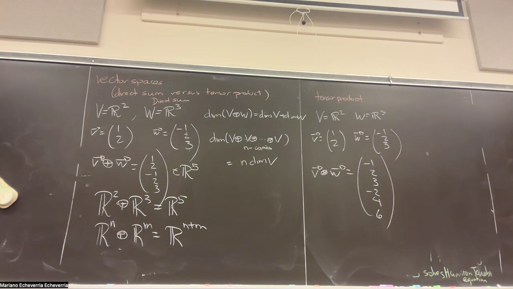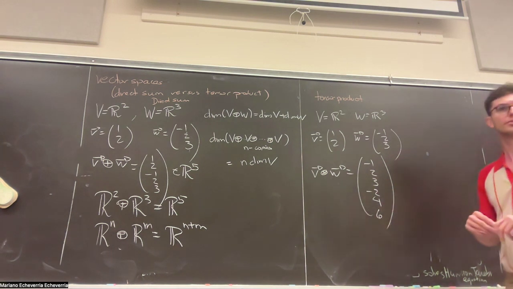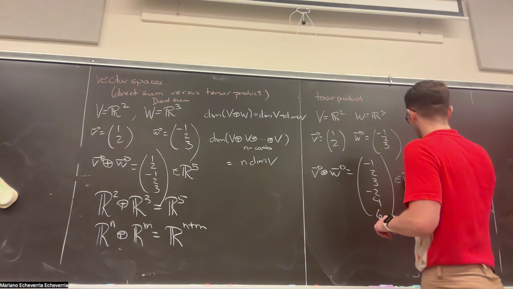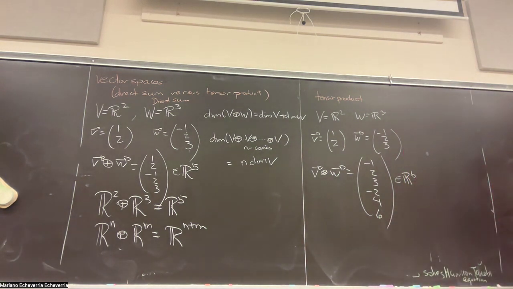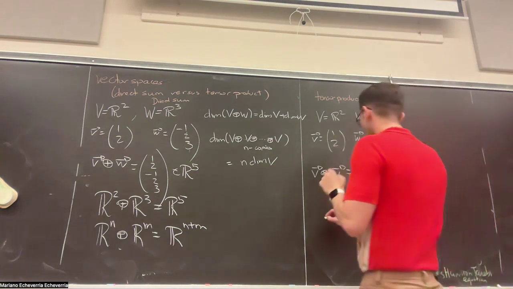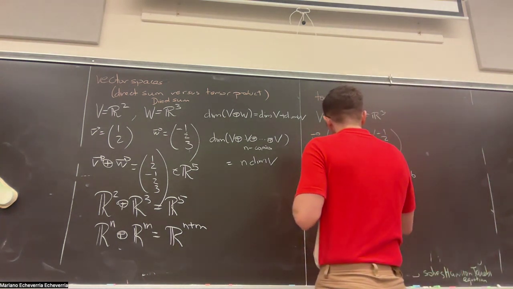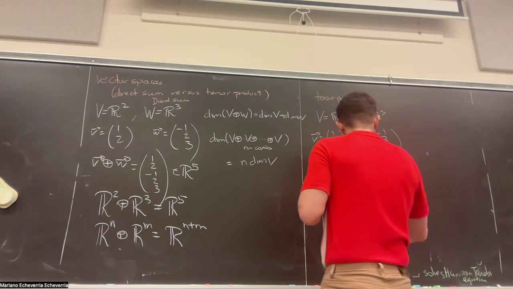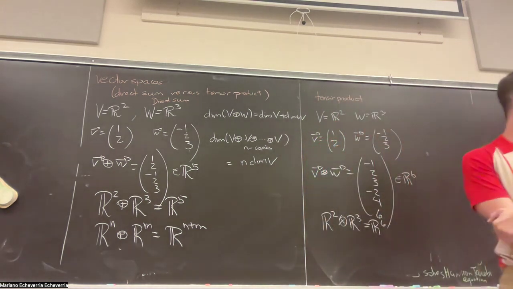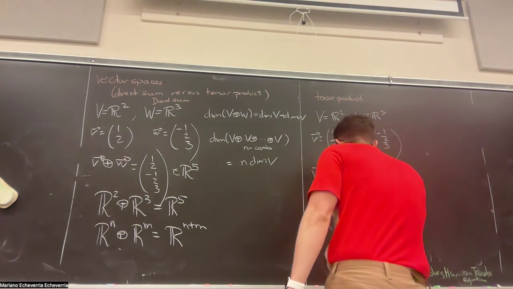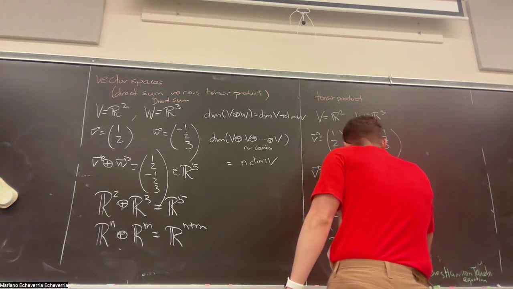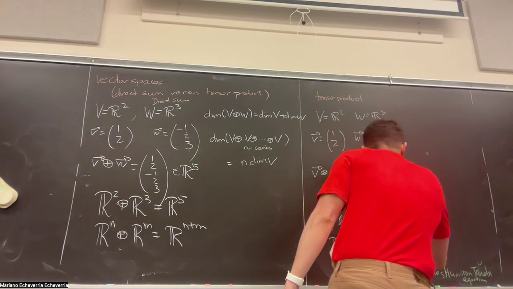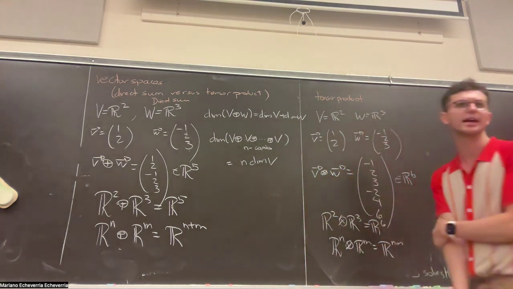Is that making sense? And so how many entries does this vector have? It has 6 entries, right? So now this is a vector of R^6. So what does that mean? It would mean that R^2 tensor product R^3 is R^6, right? And more generally, R^n tensor product R^m is just R to the n times m.